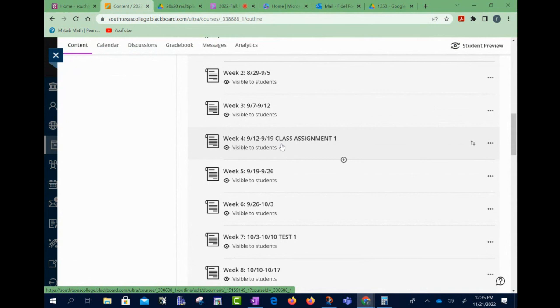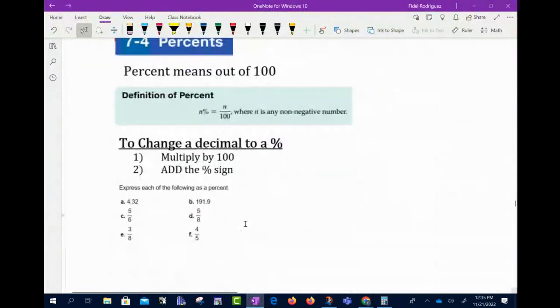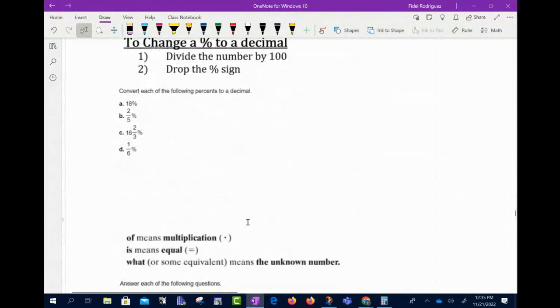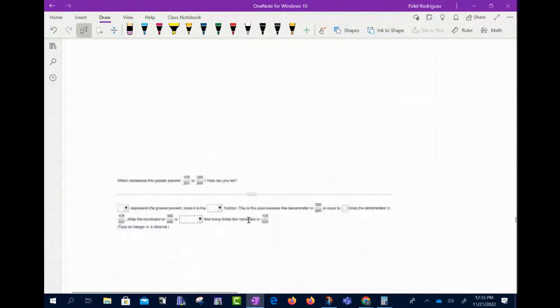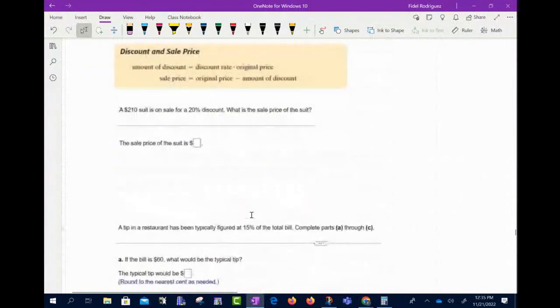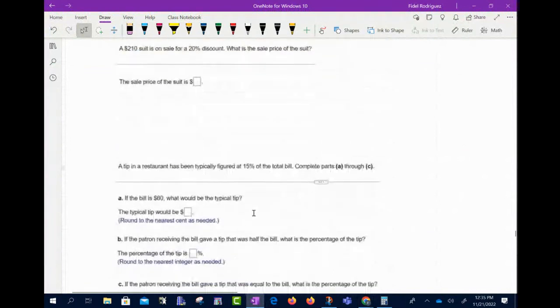There'll be one more class assignment. Again, 4 questions, y'all. It's not a lot. And just so you know what it's going to be over, it's going to be over percents, okay? How do I go from a decimal to a percent, from a percent to a decimal, okay? And then just some basic percentage problems here, okay, y'all? So this is what we're going to do the Monday we come back, discounts and sale prices, right?